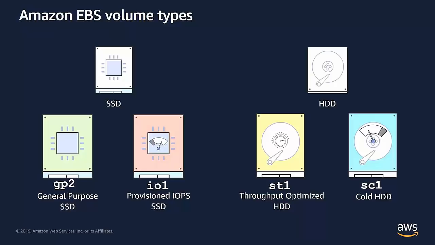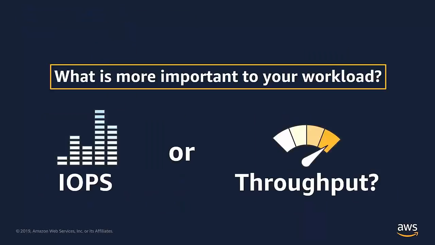So, how do you choose the right storage for your workload? Well, most I/O workloads are either IOPS driven, where data is accessed in small chunks, often randomly, or throughput driven, where data is read or written in large sequential chunks. Knowing the I/O patterns of your workload is the key to choosing the correct EBS volume type.